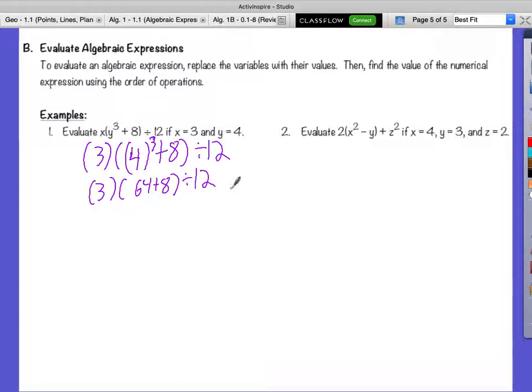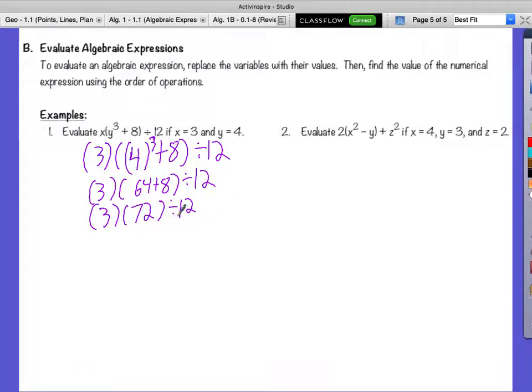So we're going to start talking about this one up here. If you're not finished, that's okay. We're gonna go through them together. So after this, what's my next step? 64 plus 8 inside that parenthesis, right? We get 72.